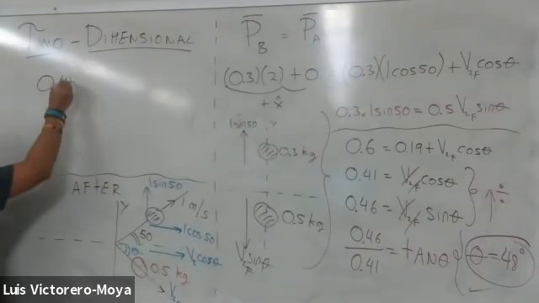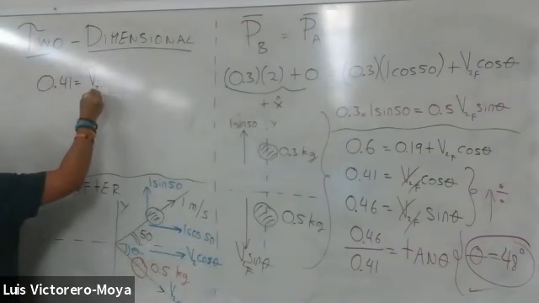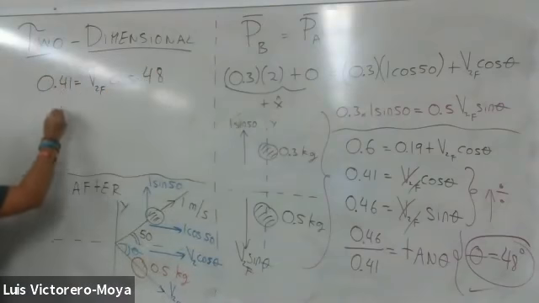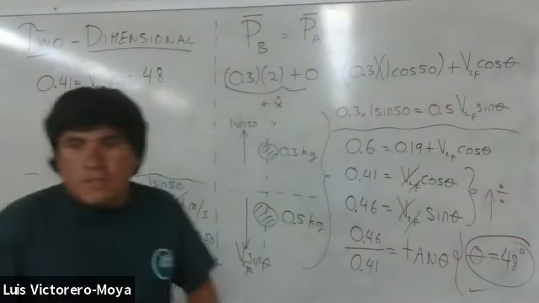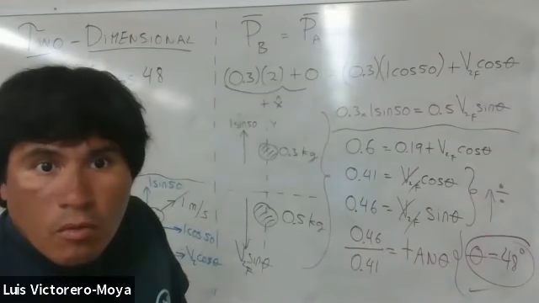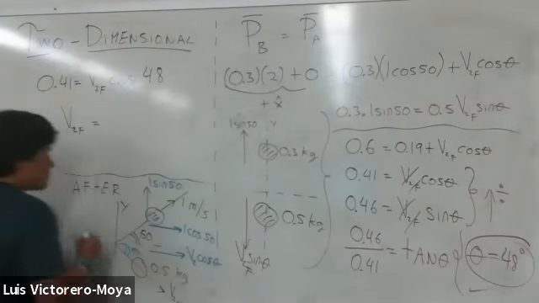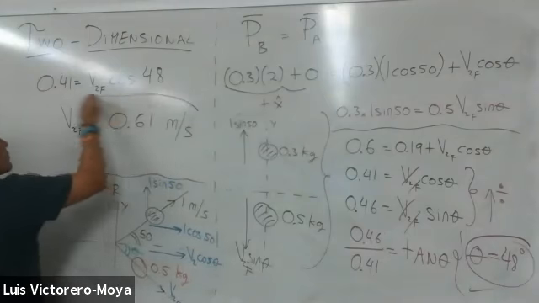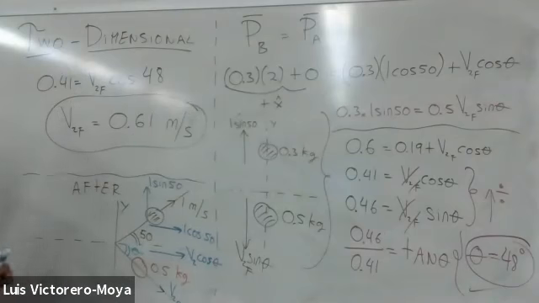0.41 is equal to B2 final times the cosine of 48. So B2 final is 0.41 over cosine of 48, which is .61. Okay.